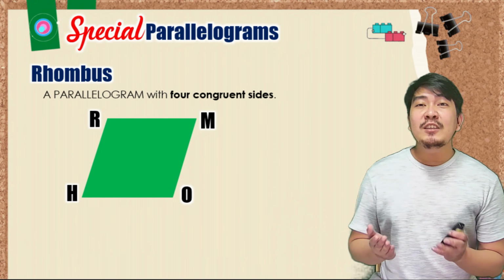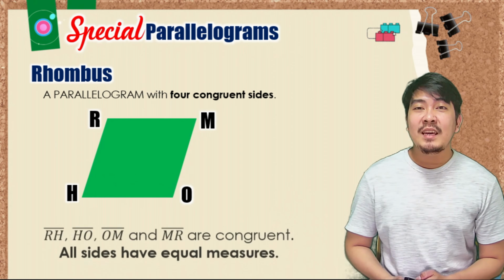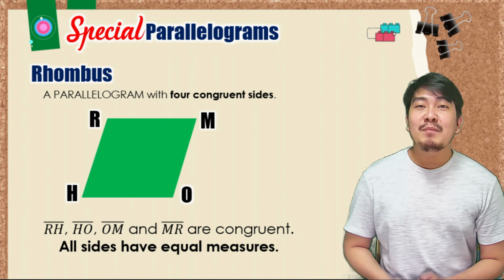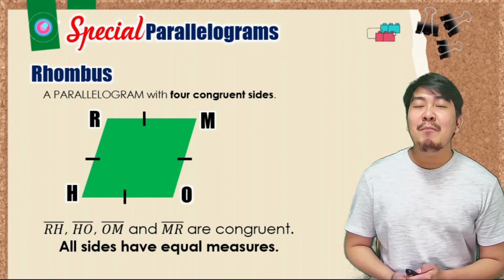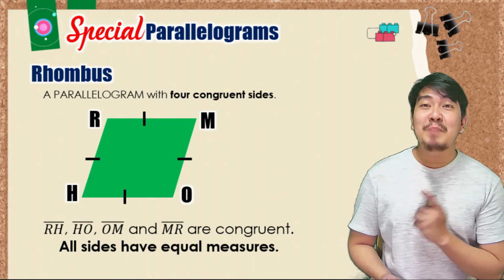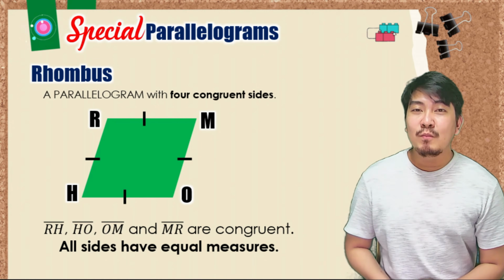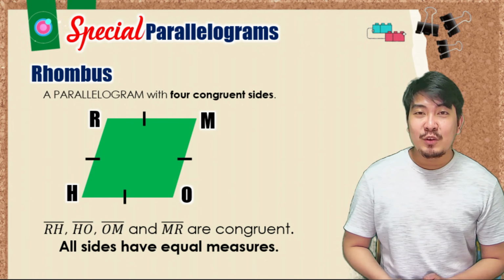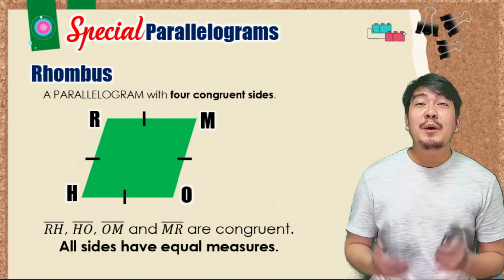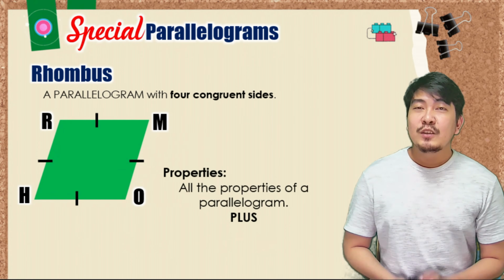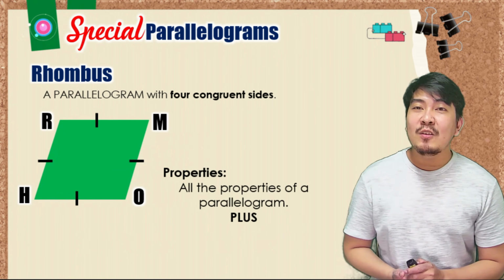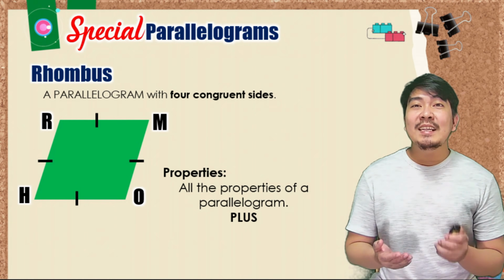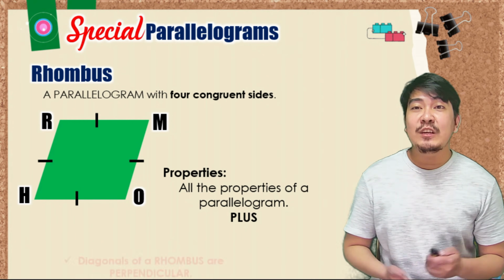So since RHOM is a rhombus, we can say that segment RH, segment HO, segment OM, and segment MR are congruent. That is based on the definition of a rhombus, or all sides have equal measures. So let us now have the properties of a rhombus. So the properties of a parallelogram, all of them are in rhombus. So there is an additional, or there are additional features for this one.